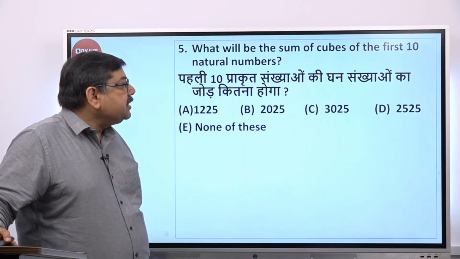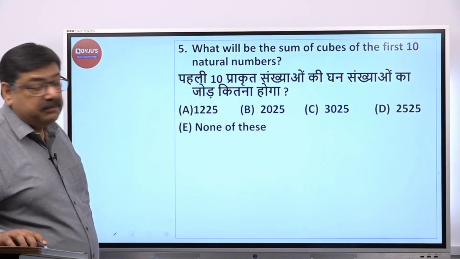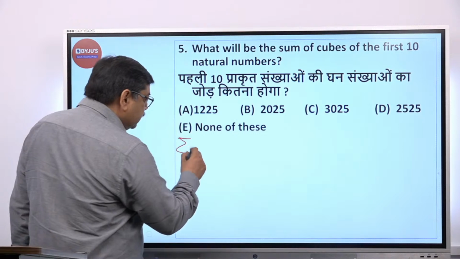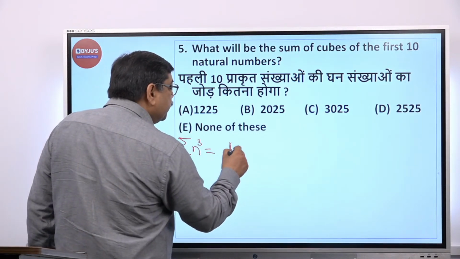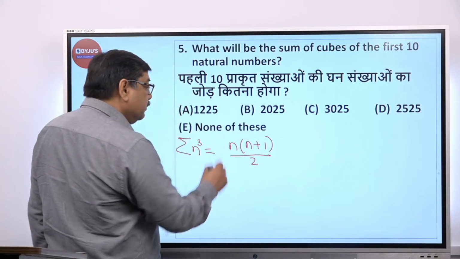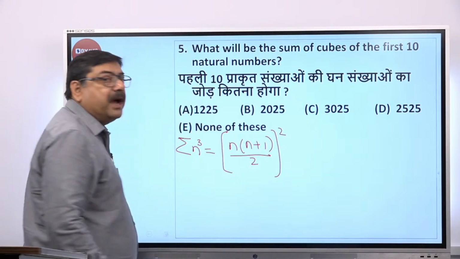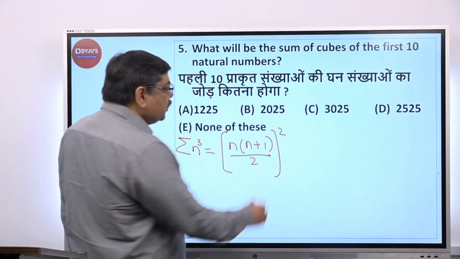Okay, so what will be the sum of cubes of first 10 natural numbers? That is nothing but sigma n cube, for which I told you to employ the formula for the sum of n natural numbers and then square it. Take the square of that.